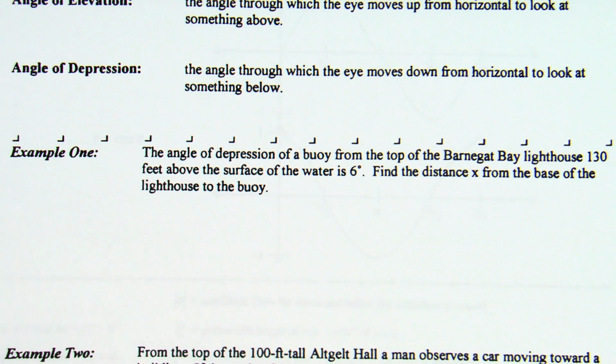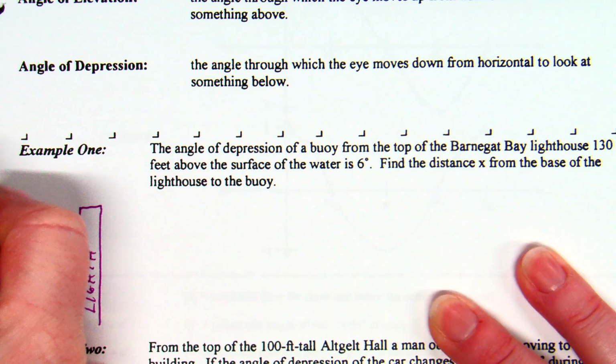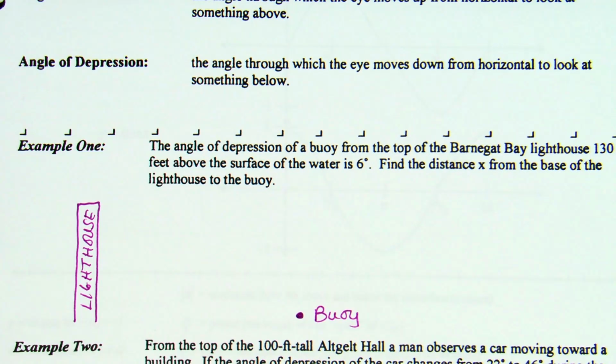We have the angle of depression of a buoy from the top of the Barnegat Bay Lighthouse. You guys can draw the fancy lighthouses, but here's what's going to represent the lighthouse for me. There's my non-fancy lighthouse. And then a buoy. You know what a buoy is, right? The floating bobbing thing out on the water. So I'm going to make this dot my buoy.